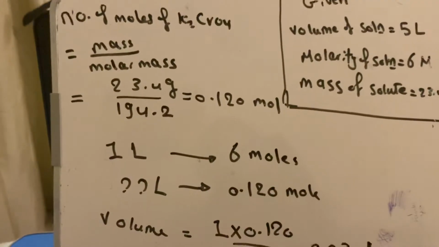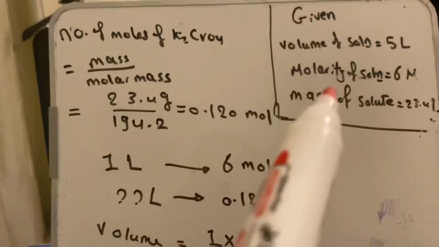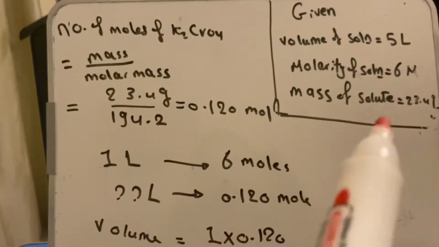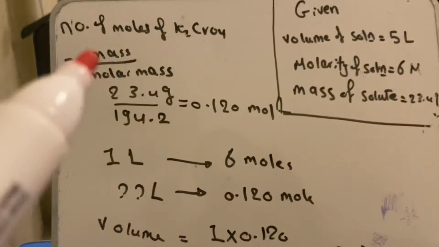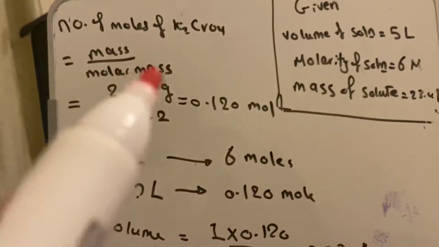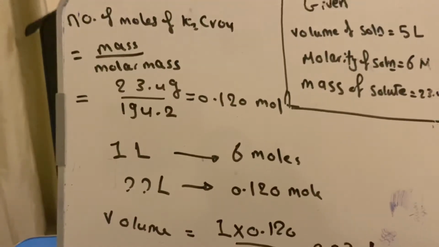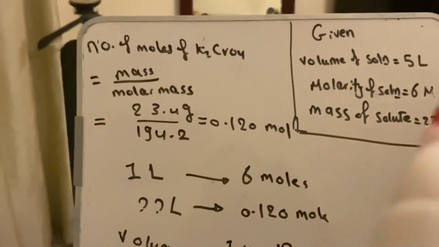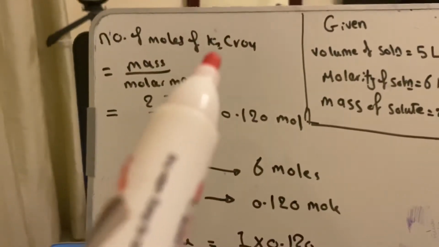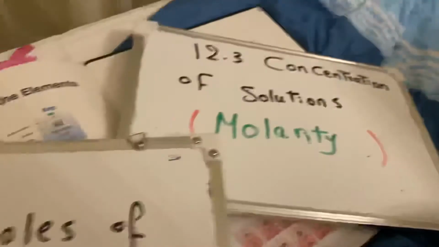As I told you, we have the mass of solute, which is K2CrO4, which is 23.4 gram. So we have to divide mass of solute by molar mass of solute. So we have to find out the molar mass of potassium chromate, K2CrO4. How can we find it? The solute is K2CrO4. So we have 2 times the molar mass of potassium, which is from the periodic table.